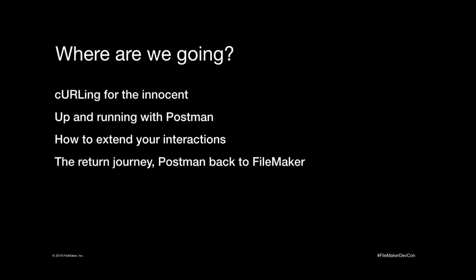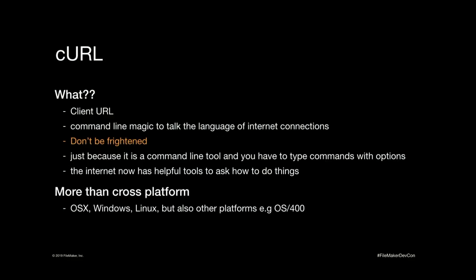So what we're going to do today is three small presentations wrapped up in one, primarily designed for people who have heard people talking about Postman but not really ever got into it, or people who've used Postman but go, oh yeah, but I don't really use all the features. So hopefully everybody will get a chance to learn something today. So let's bash on. We're going to look briefly at curl, then at how to get up and running with Postman, how to extend what you're doing to make it more useful to you, and then the more difficult part, getting the return journey from stuff that you've done in Postman back into FileMaker.